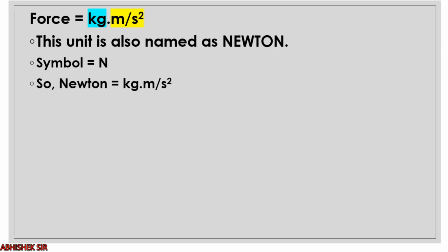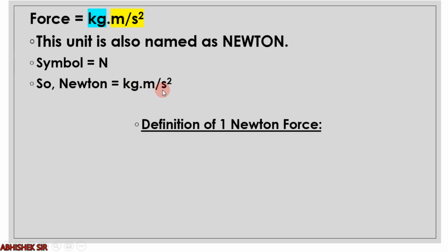Now this unit is also named after a very famous scientist, Isaac Newton. So if you don't want to write kilogram meter per second square as the unit of force, you can also write it as Newton. The symbol for Newton is capital N. So instead of kilogram meter per second square, you may write only Newton. So Newton is equal to kilogram meter per second square, right?